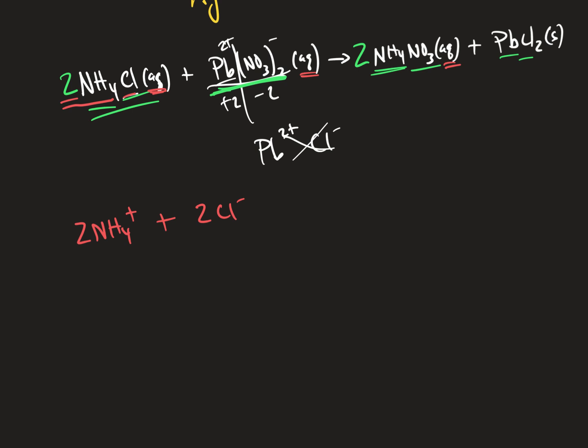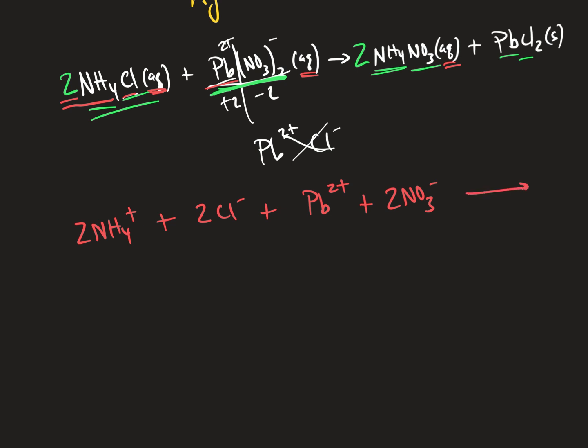Are you all with me? Plus, how many leads do we have? One on each side. Well, we're just doing this compound right here. So we have 1 lead, and the charge is 2+, so we have to write 2+. Plus how many nitrates? 2. 2 NO3 with the minus charge.